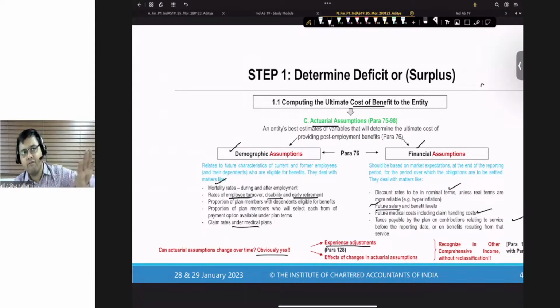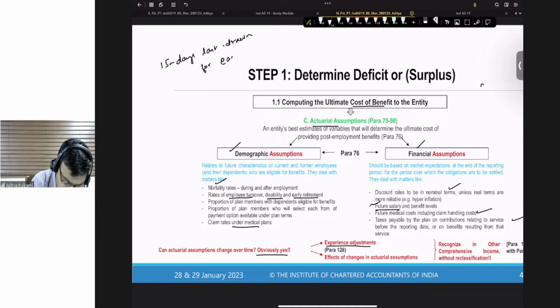See, suppose I have decided that the liability will be based on 15 days of last drawn salary for each year of service. So in this plan, what is known to you? What do you know? Last drawn salary, I do not know. I am estimating. For each completed year of service, I do not know. I am estimating what I have to pay. I am estimating how many years the employee is going to live.